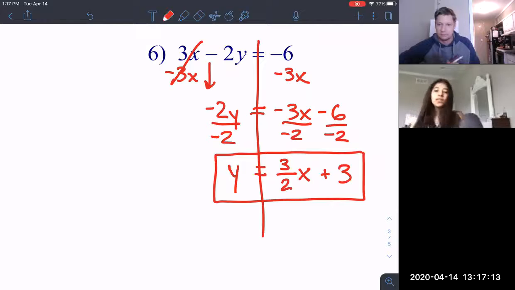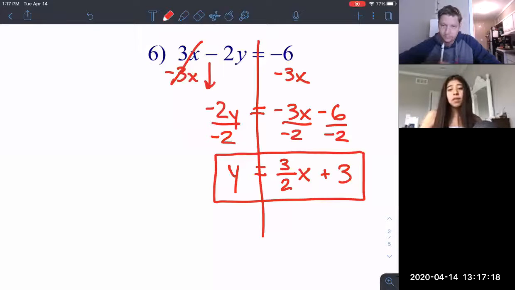All right. So is that making sense? Can I ask a question about the fraction? Absolutely. Does it matter what side it's on?